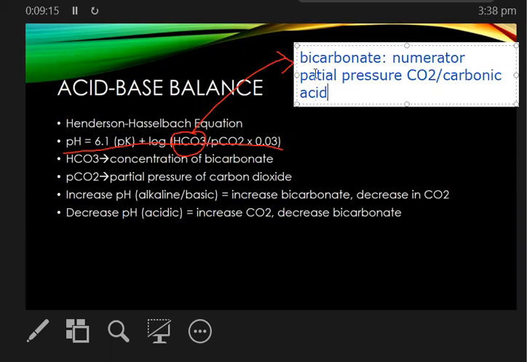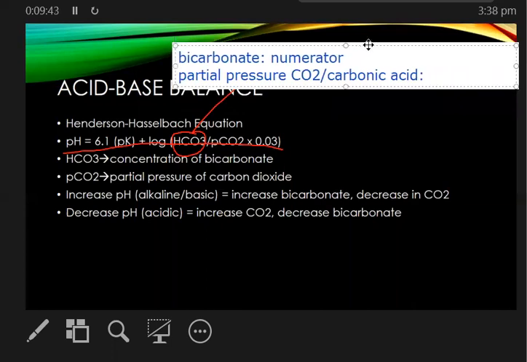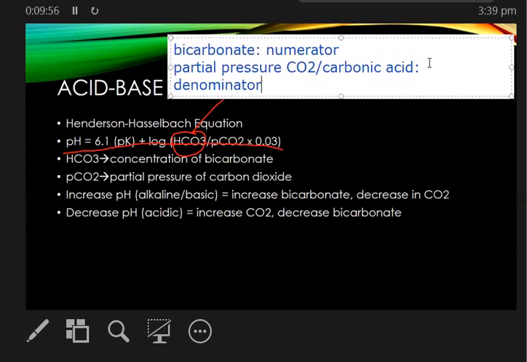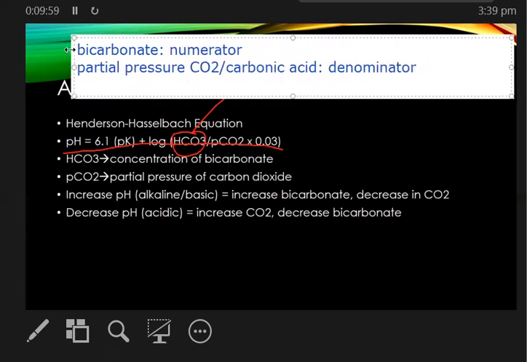So I repeat, partial pressure of carbon dioxide is not your carbonic acid. You have to multiply first the partial pressure of your carbon dioxide by 0.03 in order for you to know the concentration of your carbonic acid. Nonetheless, if you look at the equation, partial pressure of carbon dioxide or carbonic acid is the one in the denominator.